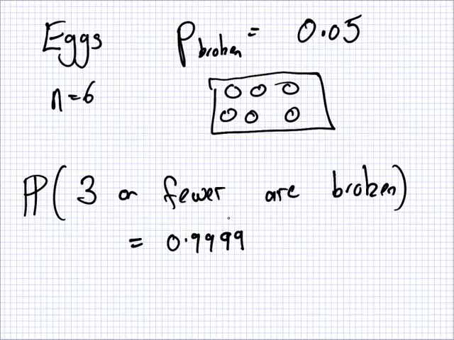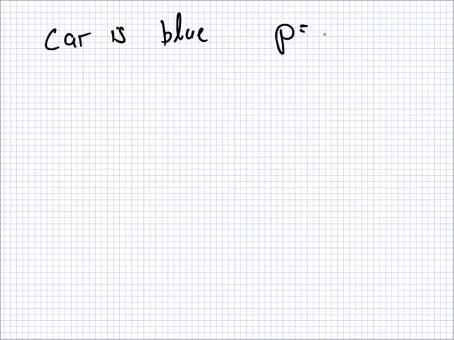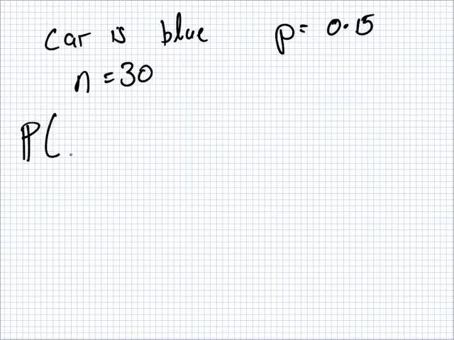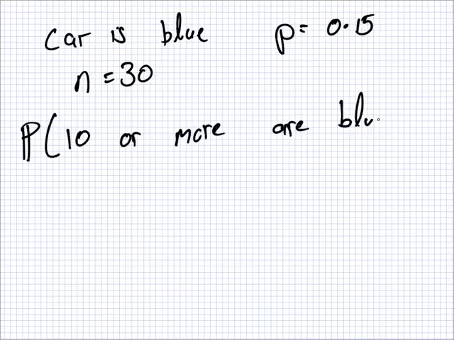So let's make one a little bit difficult where we have to turn it around, where we say more rather than less. So for example, we'll say the probability that a car is blue is 0.15. And let's say we have 30 cars. So I want the probability that 10 or more are blue. Okay, try this one. 30 I think is at the back.